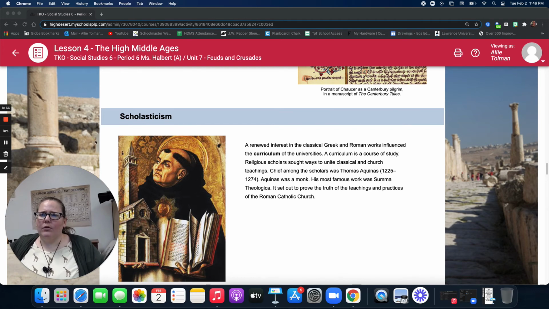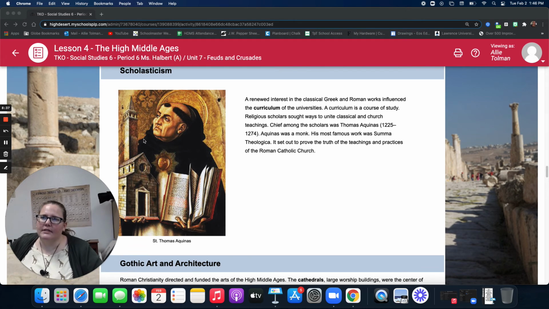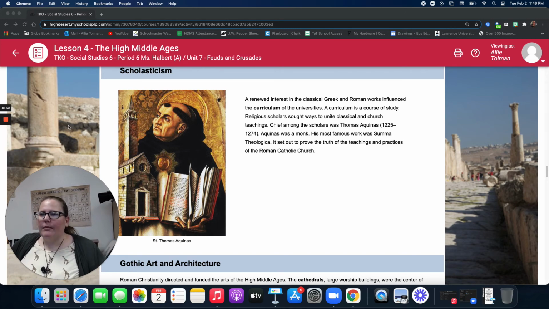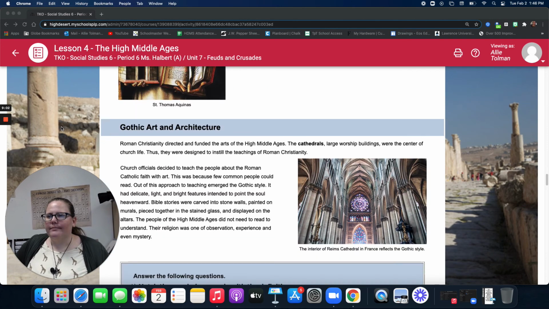Scholasticism. A renewed interest in the classical Greek and Roman works influenced the curriculum of the universities. A curriculum is a course of study. Religious scholars sought ways to unite classical and church teachings. Chief among the scholars was Thomas Aquinas. Aquinas was a monk. His most famous work was the Summa Theologica. It set out to prove the truth of the teachings and practices of the Roman Catholic Church.